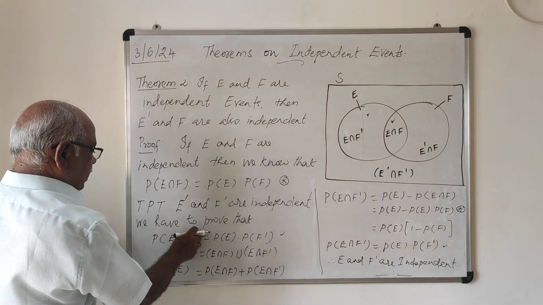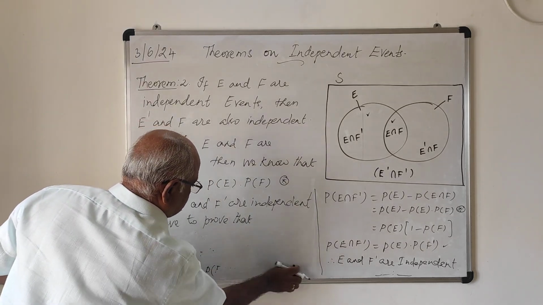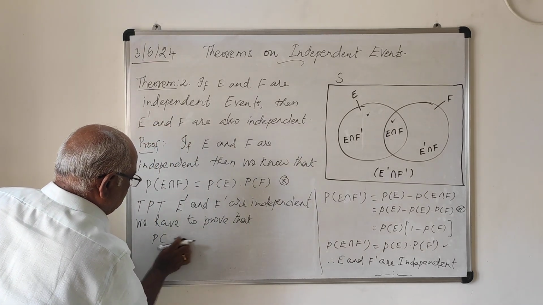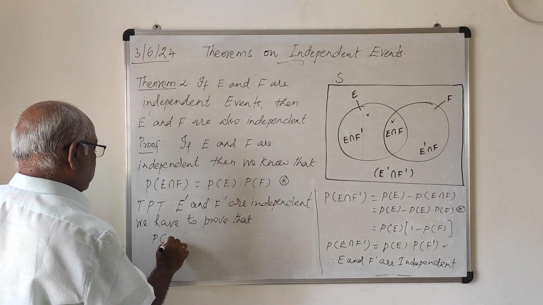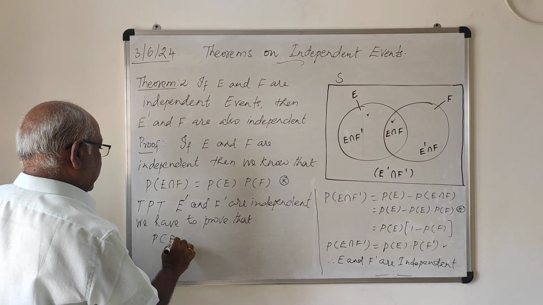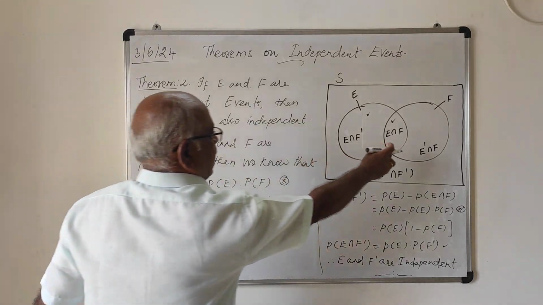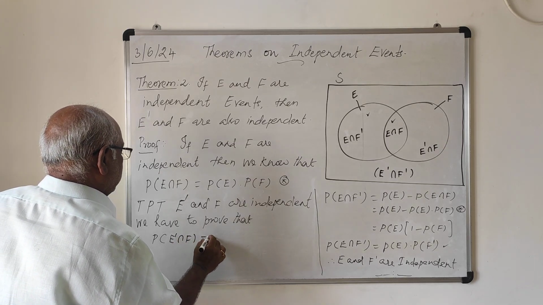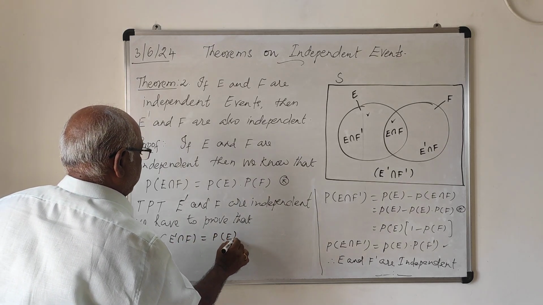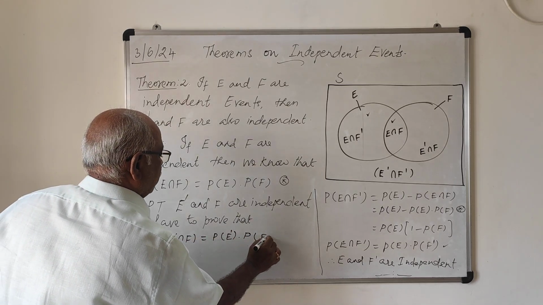For that we have to prove that probability of E dash intersection F is equal to probability of E dash into probability of F.